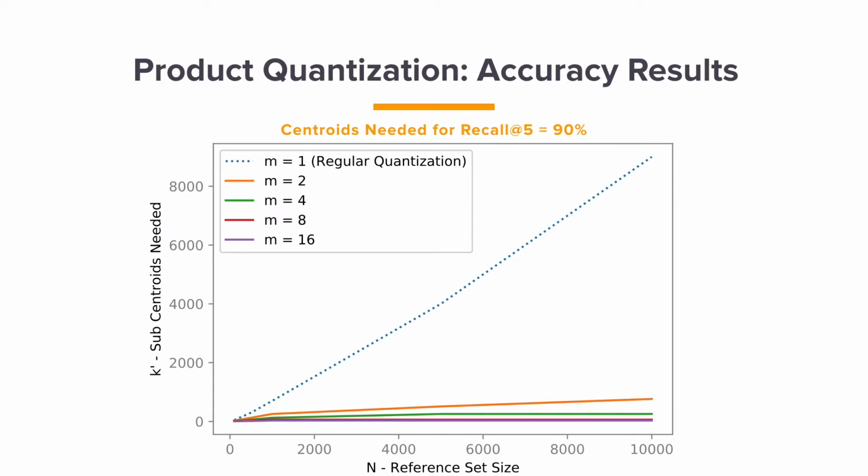So here I show the number of centroids needed for our regular quantization, which we saw went up pretty high, and for product quantization for different M's. On the bottom here is the reference set size, and on the left is the k prime needed, and I show a few different values. You can see I need way lower values of k prime because I'm taking k to the m number of centroids. This is awesome.